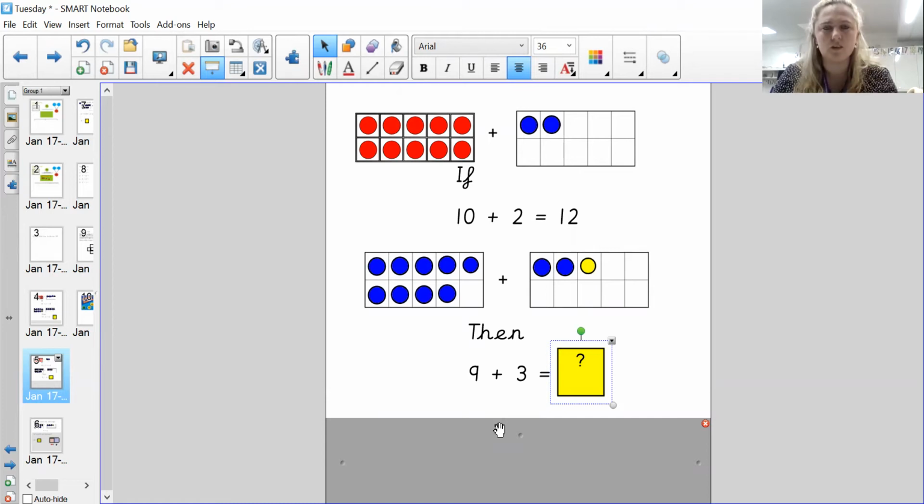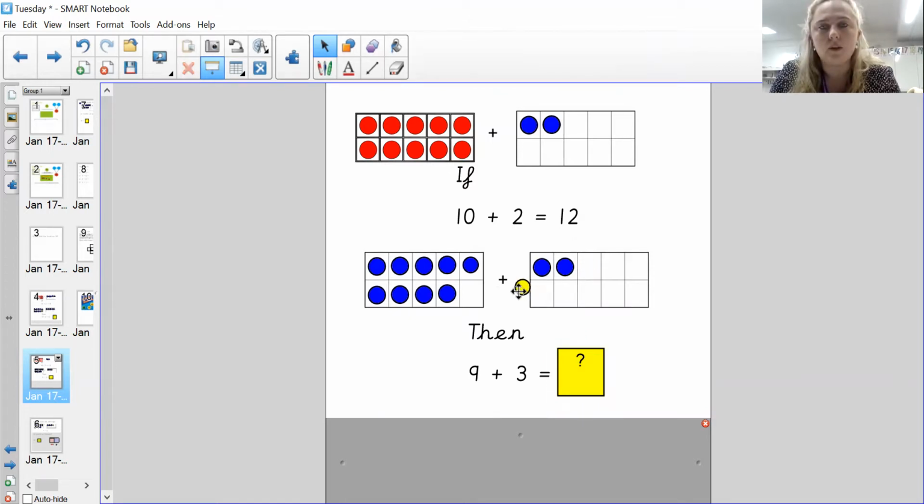9 plus 3 seems like a tricky question. Let me make it easier. I'm going to take one of my counters to fill up my tens frame. So now I've got 10 plus 2. Oh, I know what 10 plus 2 is. 10 plus 2 equals 12. So 9 plus 3 equals 12 as well. Wow, this is a good trick.